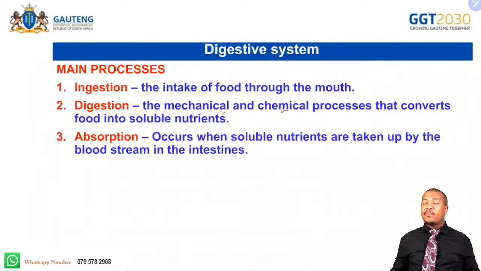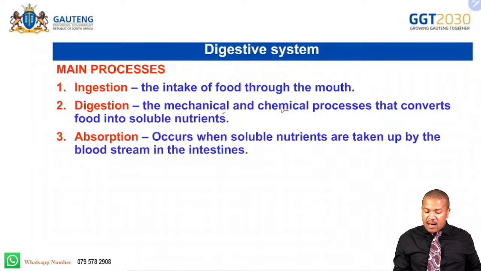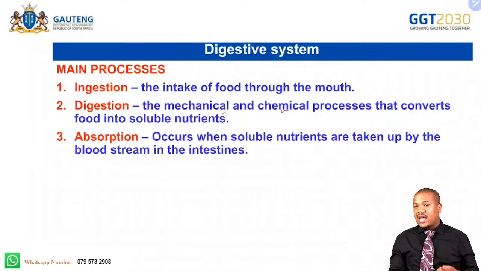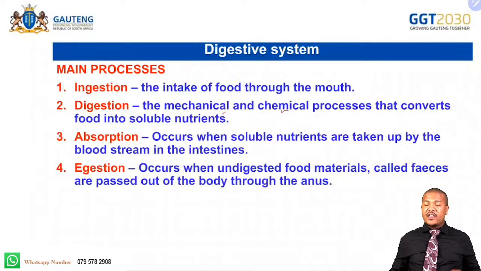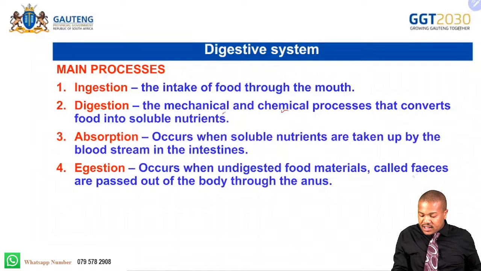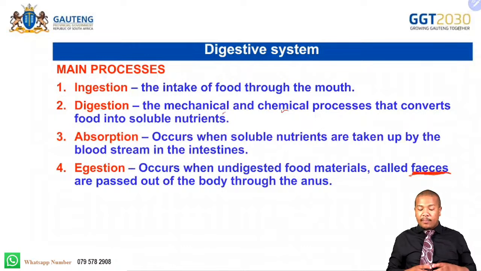Another phase we talked about is absorption. Absorption occurs when the soluble nutrients are taken up by the bloodstream in the intestines, specifically the small intestines of the alimentary canal. Then we have egestion, which occurs when undigested food materials called feces, and some of you know them as stools, are passed out of the body through the anus.